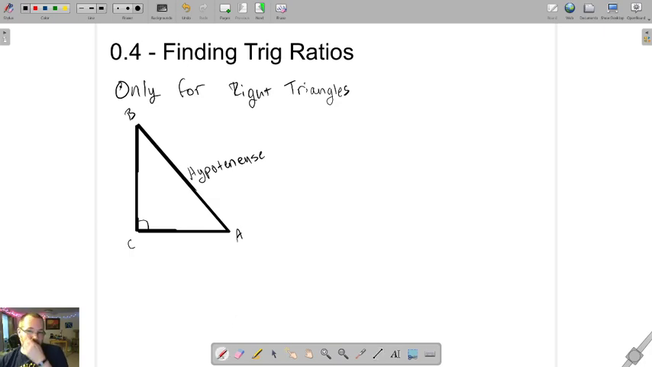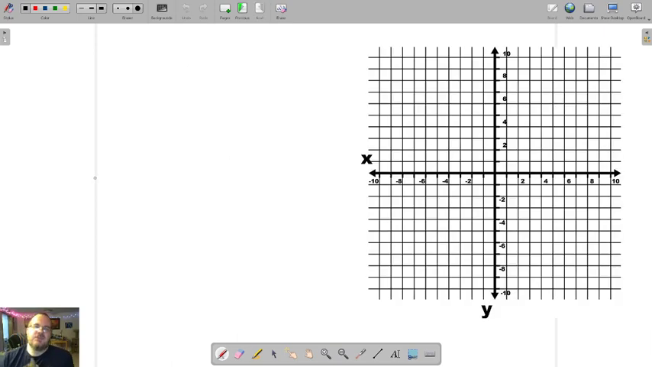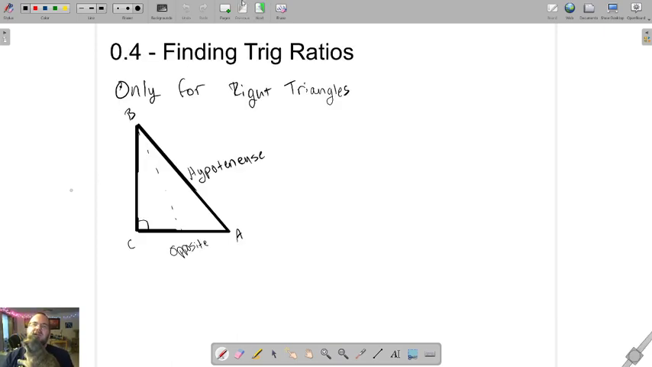All right, if I redraw these and I'm looking at angle B, now the side that's opposite angle B is AC. This is now opposite. And the side that's adjacent, next to or part of angle B, is going to be BC. So this is now the adjacent. All right. Now, the reason that's important is these ideas of hypotenuse, adjacent, and opposite are how the trig ratios are spelled out. So let's talk about what the trig ratios are.